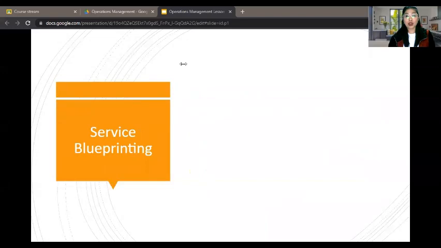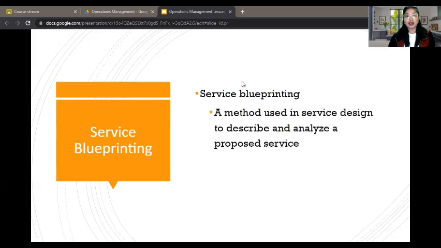A useful tool for conceptualizing a service delivery system is the service blueprint, which is a method for describing and analyzing a service process. A service blueprint is much like an architectural drawing, but instead of showing building dimensions and other construction features, a service blueprint shows the basic customer and service actions involved in service operations. Service blueprinting is a method used in service design to describe and analyze a proposed service.